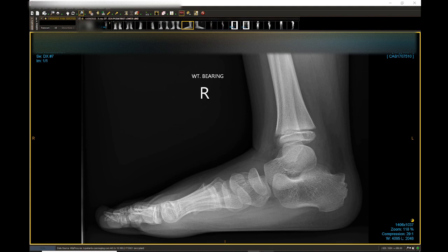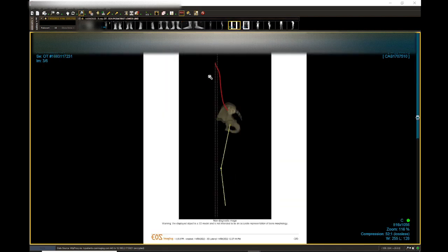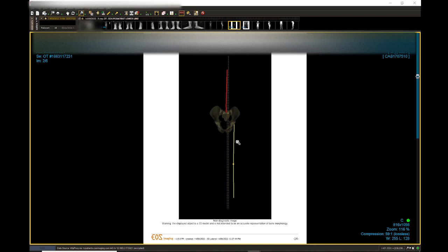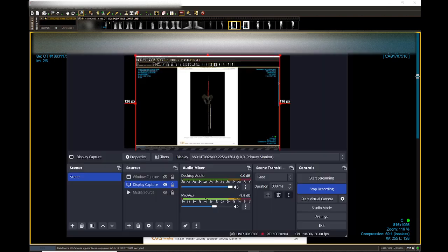But in saying that, with the EOS scan, it's a very good tool. So you're able to measure the patient, see their spine position, see their leg length difference. And like I said, a very low dose or amount of X-ray is covered under Medicare, and that benefits the patient a lot.